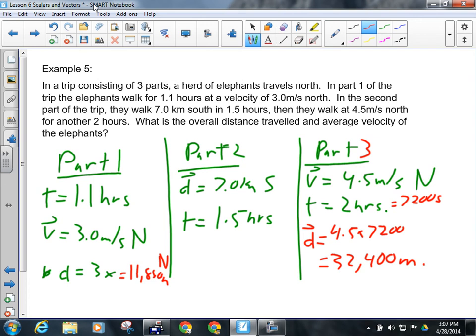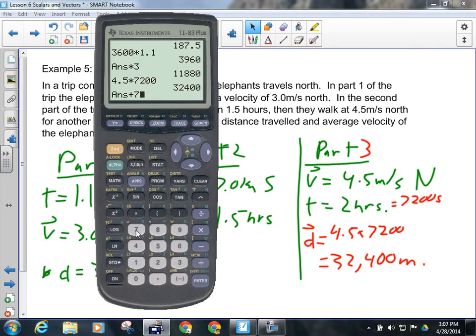Can I find out how far they go, the overall distance? If I'm finding distance, does whether they went north or south matter? It doesn't. So I take my 11,880 meters plus 7,000 meters plus 32,400 meters, and I will have the total distance traveled. So these elephants walked 51,280 meters, so 51 kilometers. Everyone with me there? All right, so that's the easy part of that question.